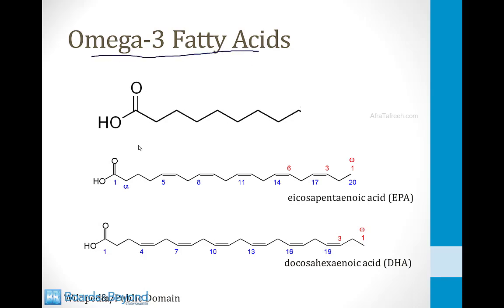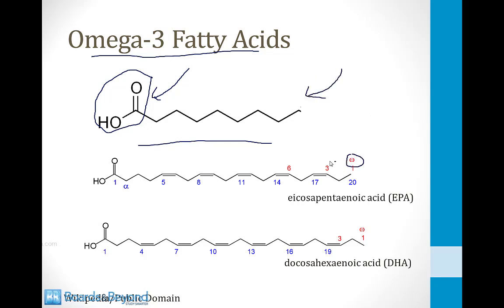If you look at the structure at the top of the screen here, this is an example of a fatty acid. One end of the molecule contains a carboxylic acid group, and the rest of the molecule is carbons and hydrogens. We call the carboxylic acid end of the molecule the alpha end, and we call the other end the omega end. If there is a double bond 3 carbons from the omega end, then that is an omega-3 fatty acid. This is an example of one common omega-3 fatty acid on the screen here.